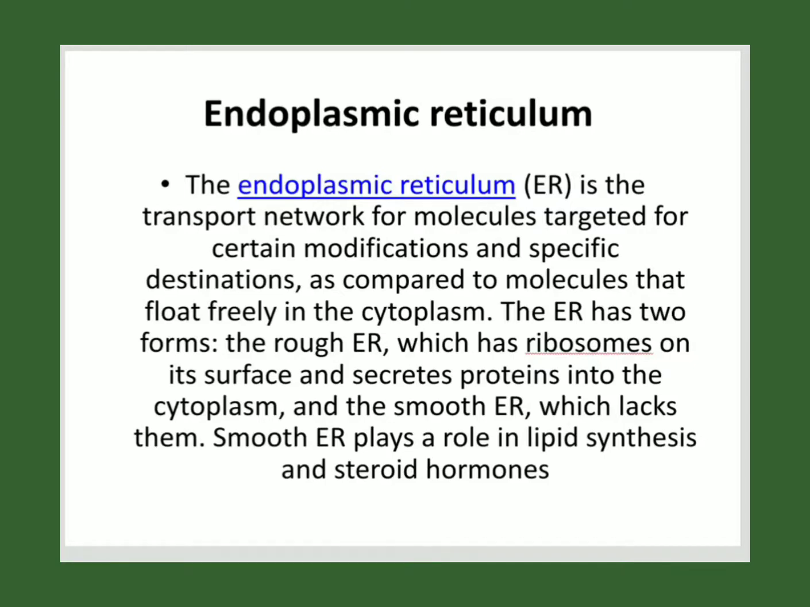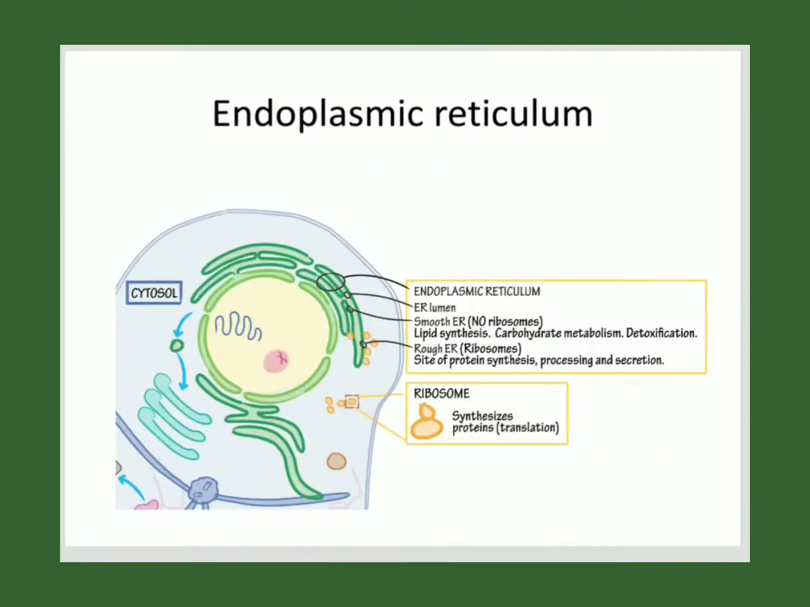These are of two types, rough endoplasmic reticulum and smooth endoplasmic reticulum. Rough contains the ribosomes on its surface, which secrete the proteins into the cytoplasm. What is the smooth endoplasmic reticulum's function? It does not have any ribosomes on its surface, which helps in lipid synthesis.